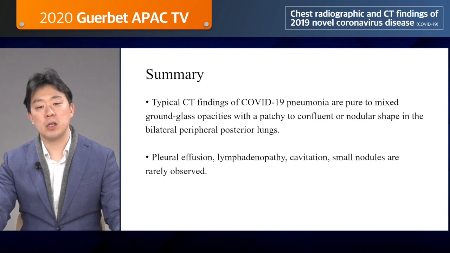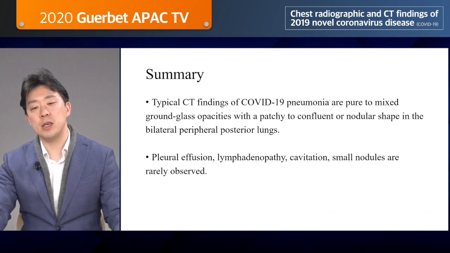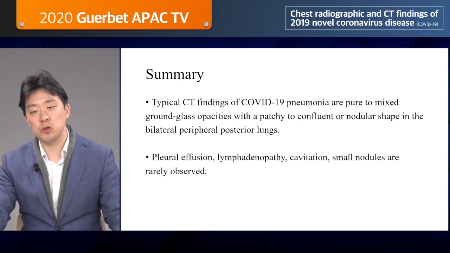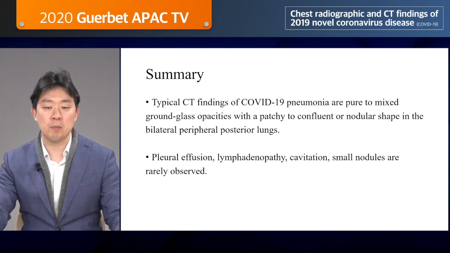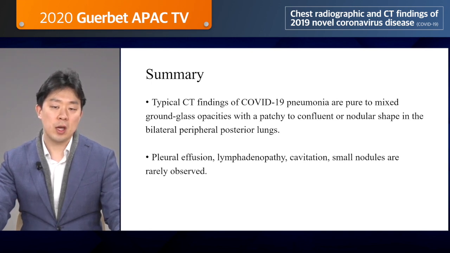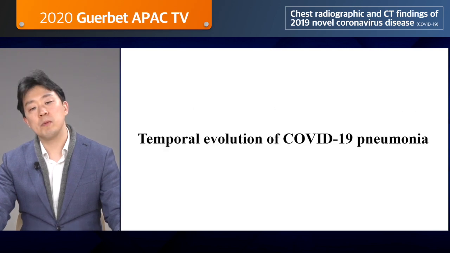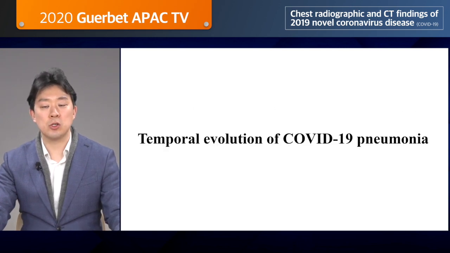In summary, typical CT findings of COVID-19 are pure to mixed ground glass opacities with a patchy to confluent or nodular shape in the bilateral peripheral posterior lungs. And fluid effusion, lymphadenopathy, cavitation, or small nodules are rarely observed. Then, how can COVID-19 pneumonia change over time?